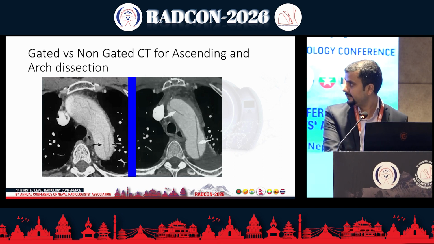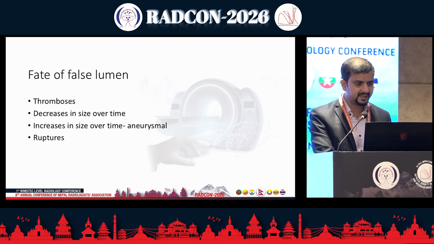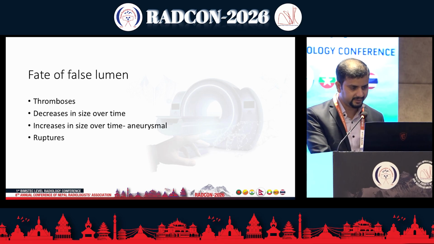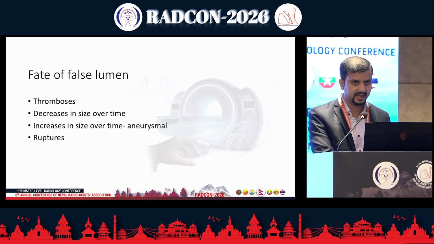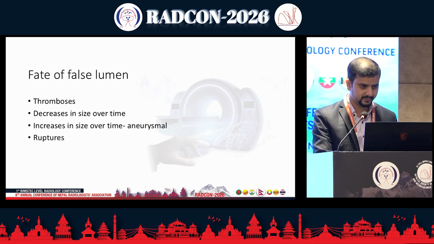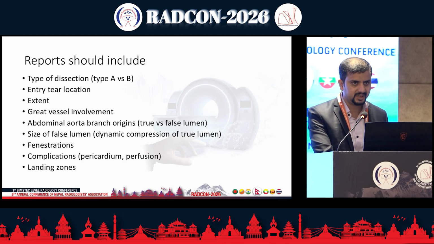So what happens to the false lumen? The false lumen can get thrombosed, it can decrease over time, increase over time and become aneurysmal, and it can also rupture. So what are the points to be included in the report?